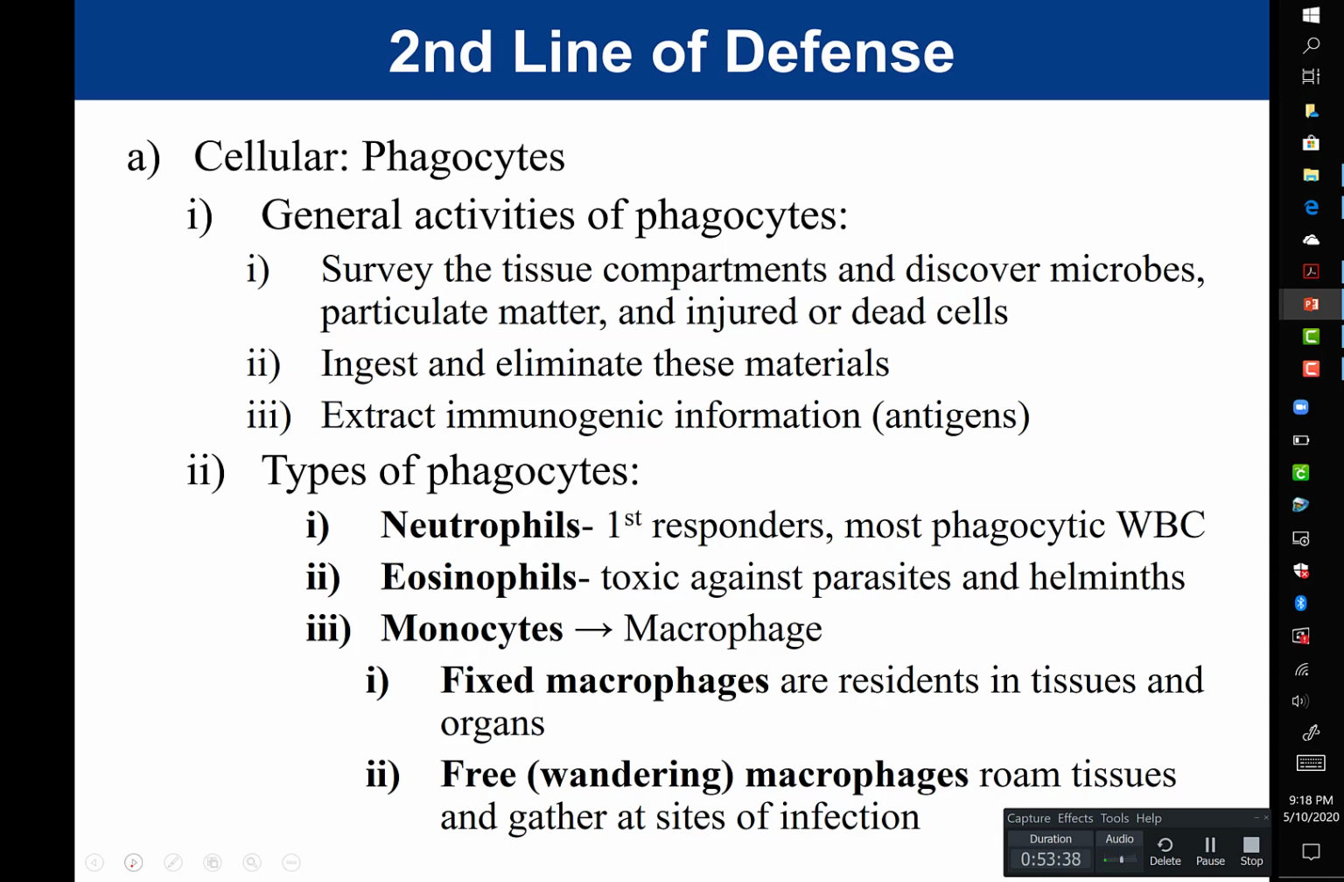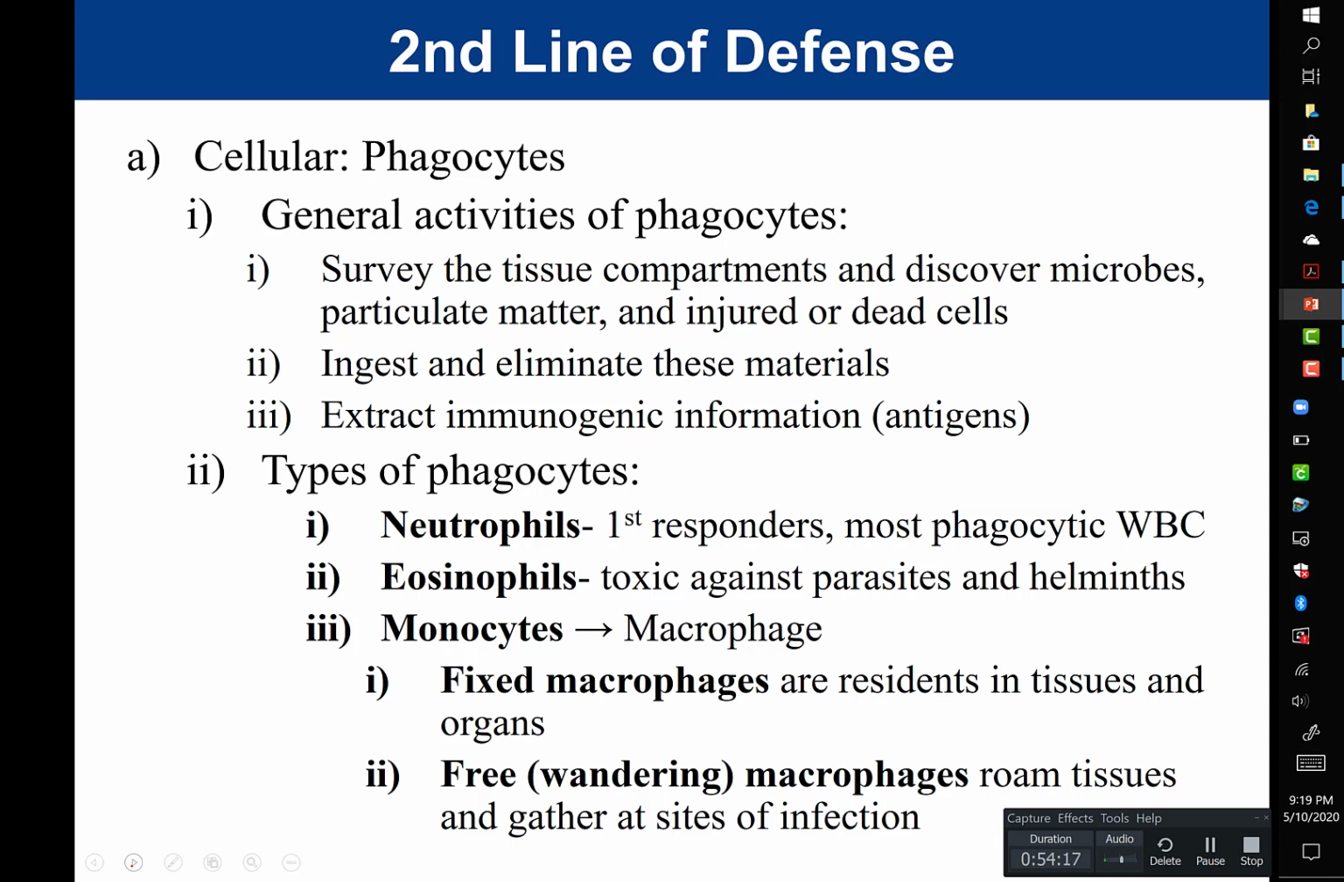So in our second line of defense, we are going to talk first about cellular components of your second line of defense. And so at your cellular level, we have what are called phagocytes. Phagocytes are cells that are responsible for phagocytosis. And so there are some generalized activities of phagocytes. One is they're there to survey the tissue compartments and discover microbes, particulate matter, or injured or dead cells.